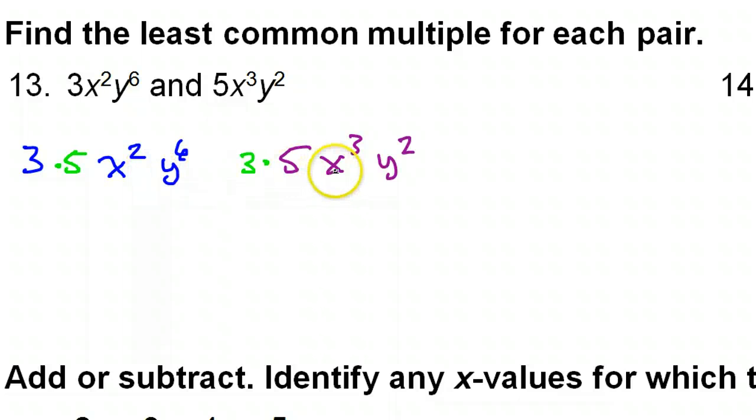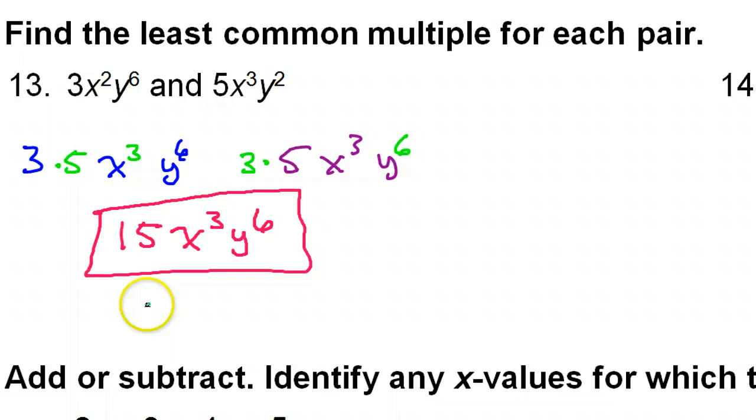Now, remember, these x's have to be the same, but I can only give more, I can't take away. So this has 3 x's, so I'm going to have to bump this up to 3 x's as well. Okay, now the blue side has 6 y's. This only has 2, so I can only give more, so I'm going to bump this up to 6 y's. All right, now they are both the same, therefore this will be the least common multiple. 3 times 5, of course, is 15. And then I will have x to the 3rd power, y to the 6th power.